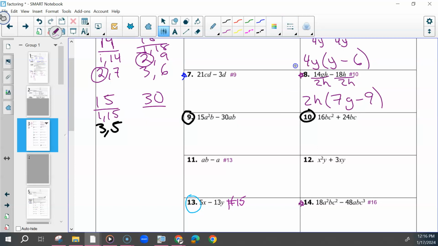Wait, 30 has a bunch. What would multiply to be 30? 6 and 5. 15 and 2. 3 and 10. Anything else? Is that 2 and 15? Because obviously 1 and 30. Alright, so what is the highest number that they will share? 15.